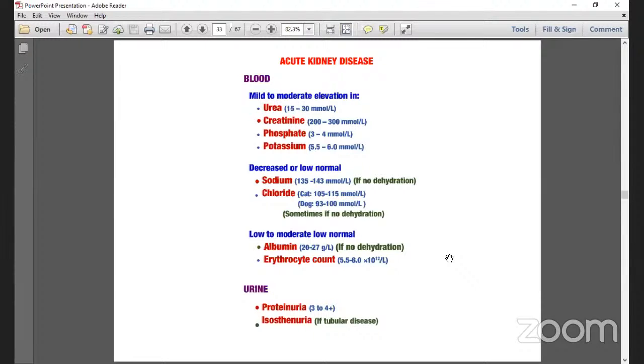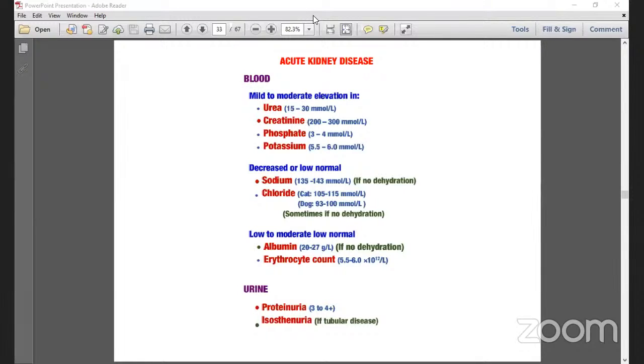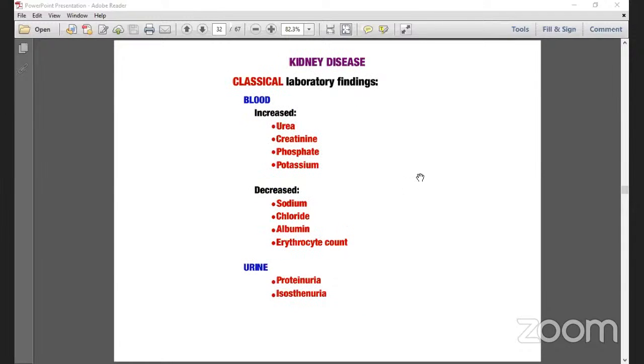Okay, for kidney disease, there are two common forms, the acute and the chronic. For acute kidney disease, in the blood we might observe mild to moderate elevation of urea, phosphate, and potassium. But for sodium and chloride, there will be a decrease or low normal. So if there is no dehydration, we might see decreased or low normal sodium and chloride. The same goes to the next.